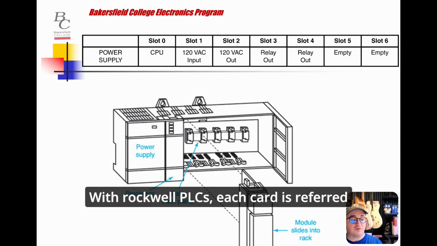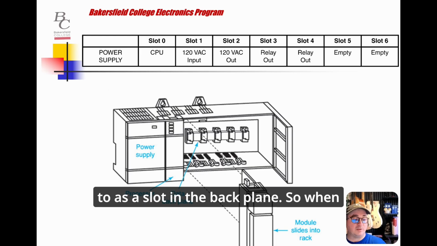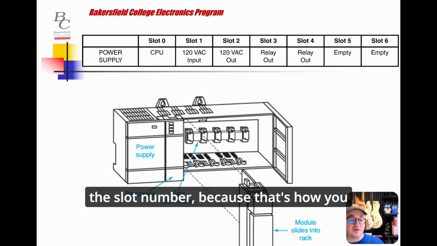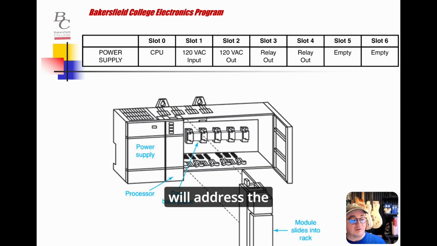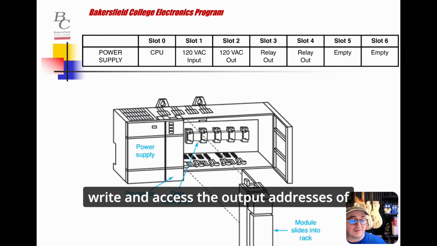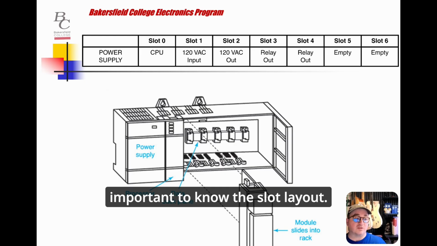With Rockwell PLCs, each card is referred to as a slot in the backplane. So when you address cards, it's important to know the slot number because that's how you will address the individual bits of that card. That's how you'll access and monitor the inputs of input cards. That's how you'll write and access the output addresses of output cards. So it's important to know the slot layout.